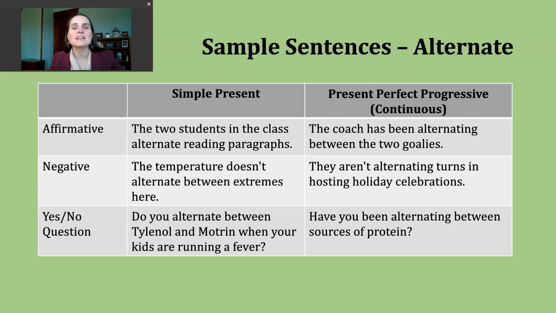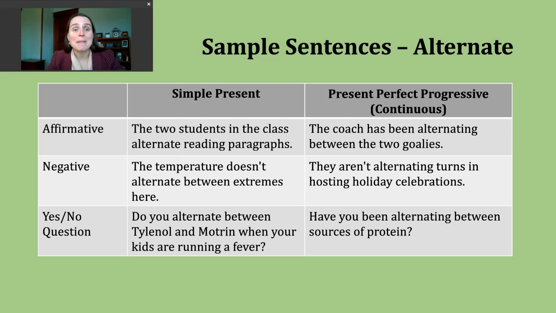Okay. Now, if you want to make a negative sentence in the simple present, again, we've got to pay attention to the subject. If the subject is I, you, we, or they, we're going to use do not and then the base verb. If the subject is he, she, or it, we'll use does not and then the base verb. You might also hear the contractions don't or doesn't. They have the exact same meaning. An example of this might be, the temperature doesn't alternate between extremes here. Right? So we might be describing a place that has a pretty consistent climate. It doesn't get really, really hot and then really, really cold.